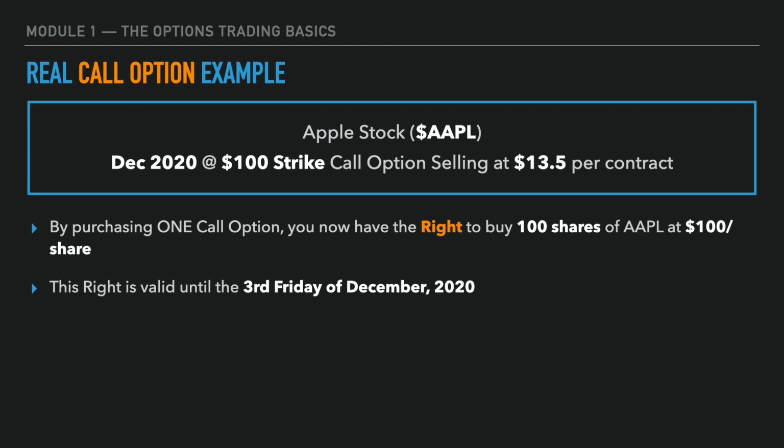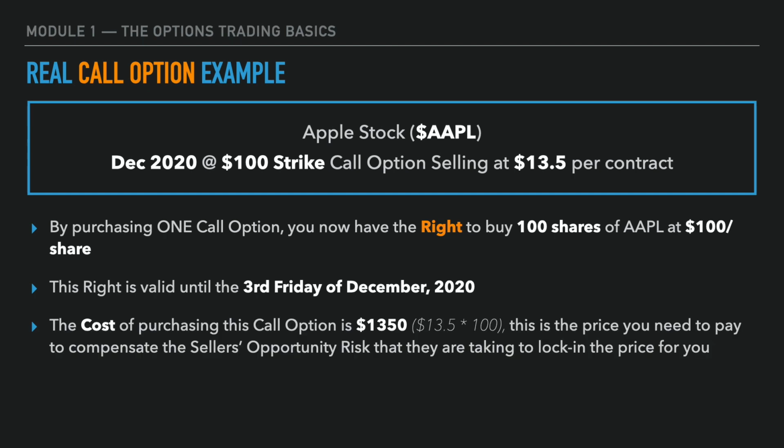And this right is only valid until the third Friday of December 2020. Right now it's October 2020. So basically you will have 2 months to decide if you want to purchase the shares or not. The cost or the premium of buying this call option is $1,350. This is the price you need to pay to compensate the seller's opportunity risk that they are taking to lock in the price for you over the next 2 months.